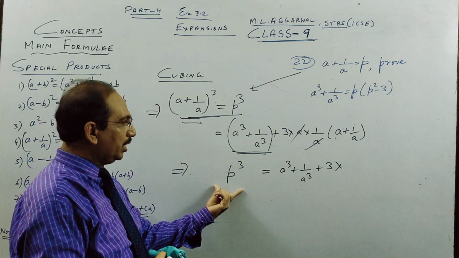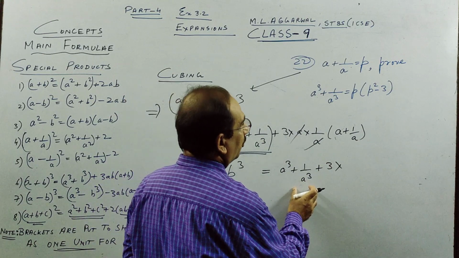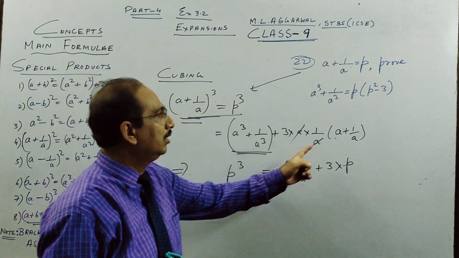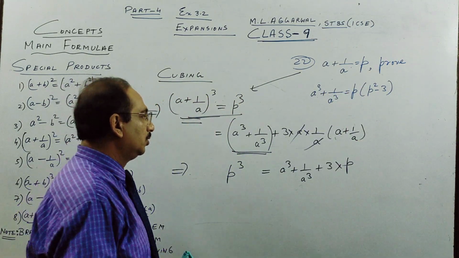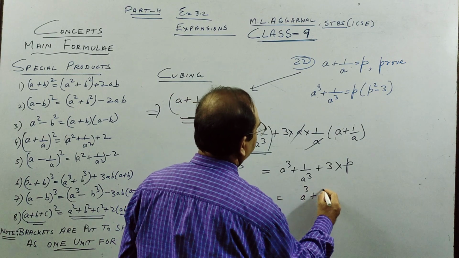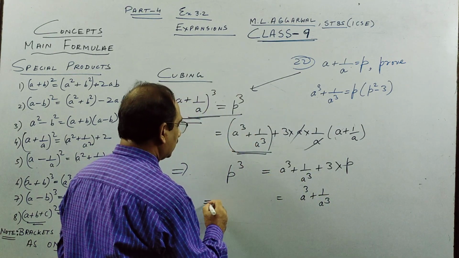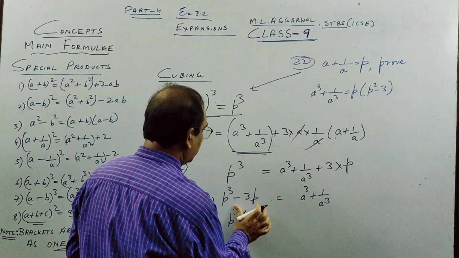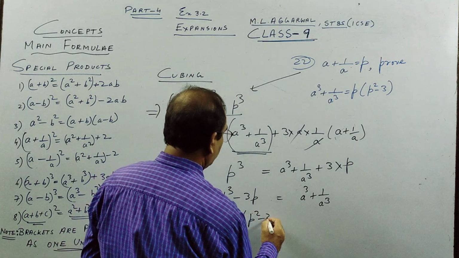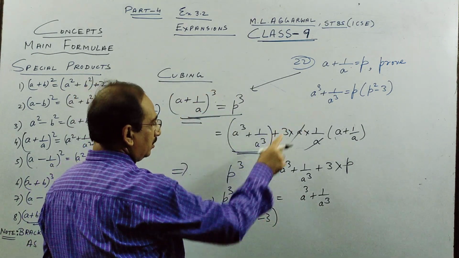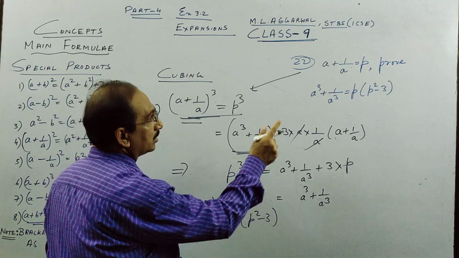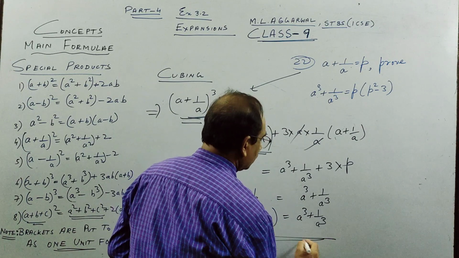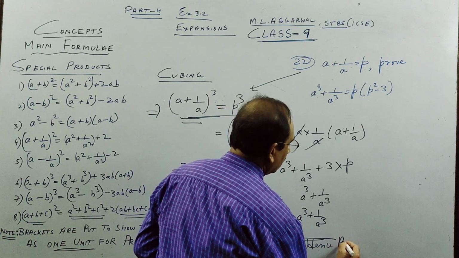So this we write p cube, and here this is the expanded form, and this also, if you see, children, this is p. A plus 1 by a is p. So let this be here, and 3p comes this side. So p square you take common, p you take common, p square minus 3, open the bracket, p square. So p cube minus 3p is equal to a cube plus 1 by a cube. So hence we have proved it, hence proved.